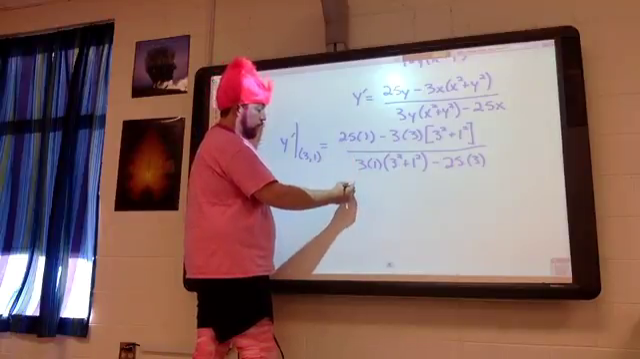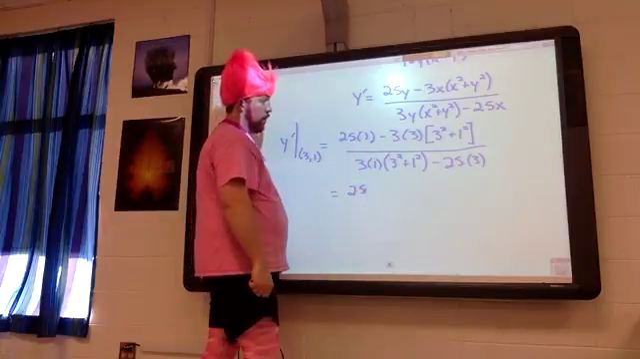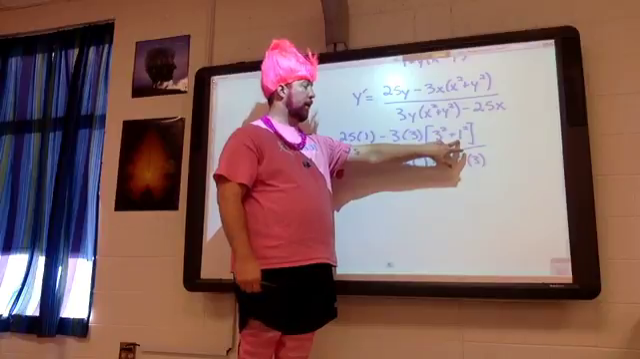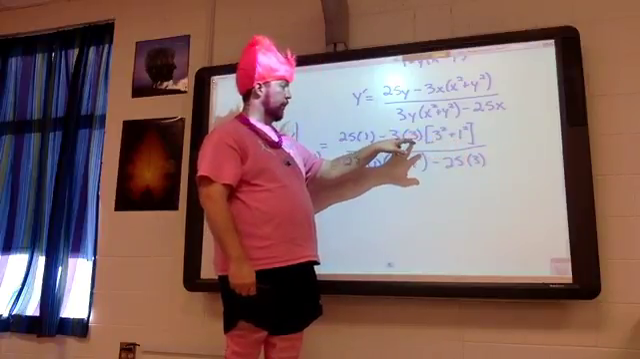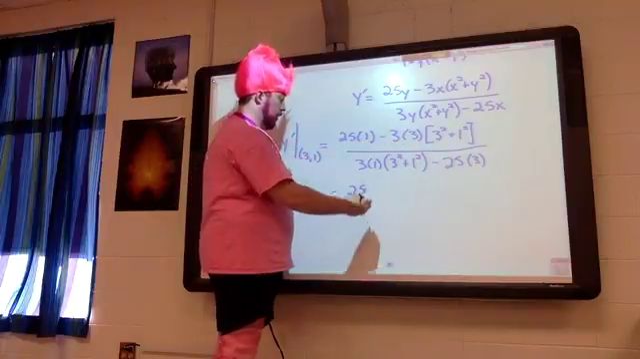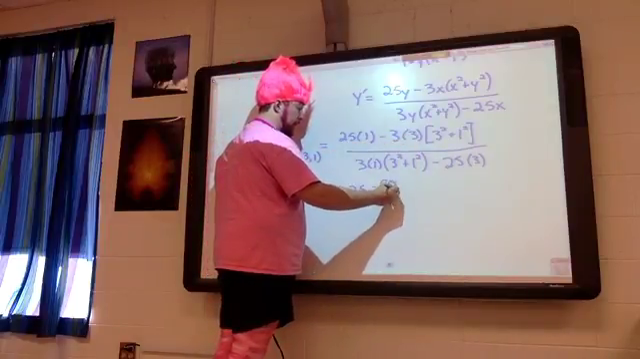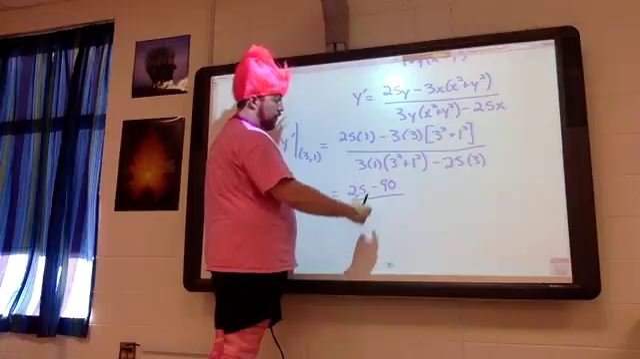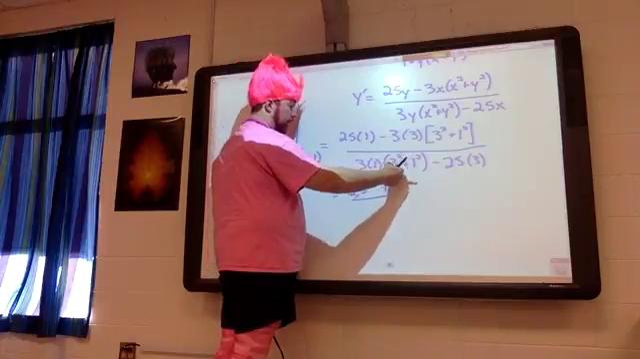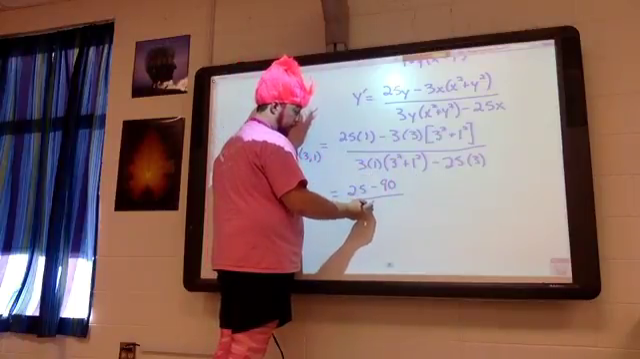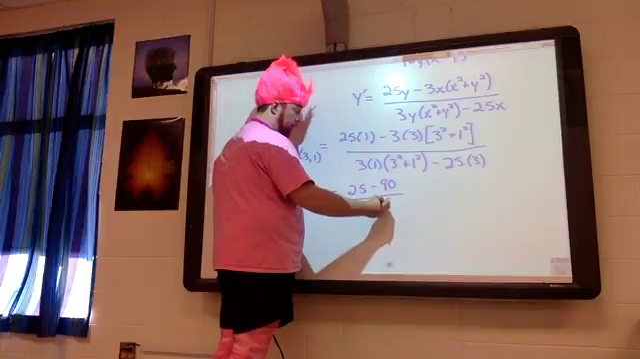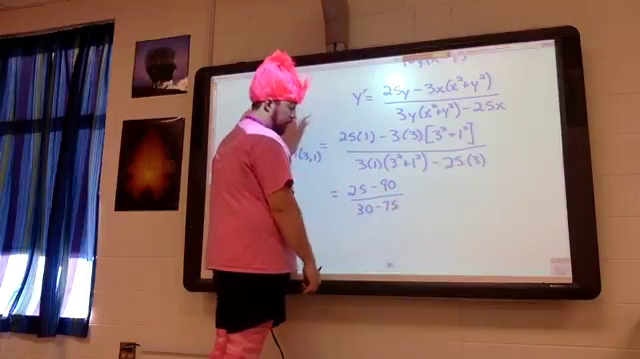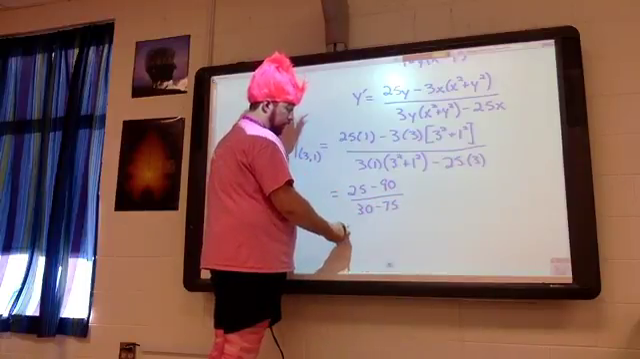So 25 times 1 is 25. All right, 3 squared plus 1 squared, that'll be 9 plus 1, which is 10. 10 times 3 will give me minus 90. On the bottom, I've got 3 squared plus 1 squared, that's another 10. 10 times 3 gives me 30. Minus 3 times 25 is 75.